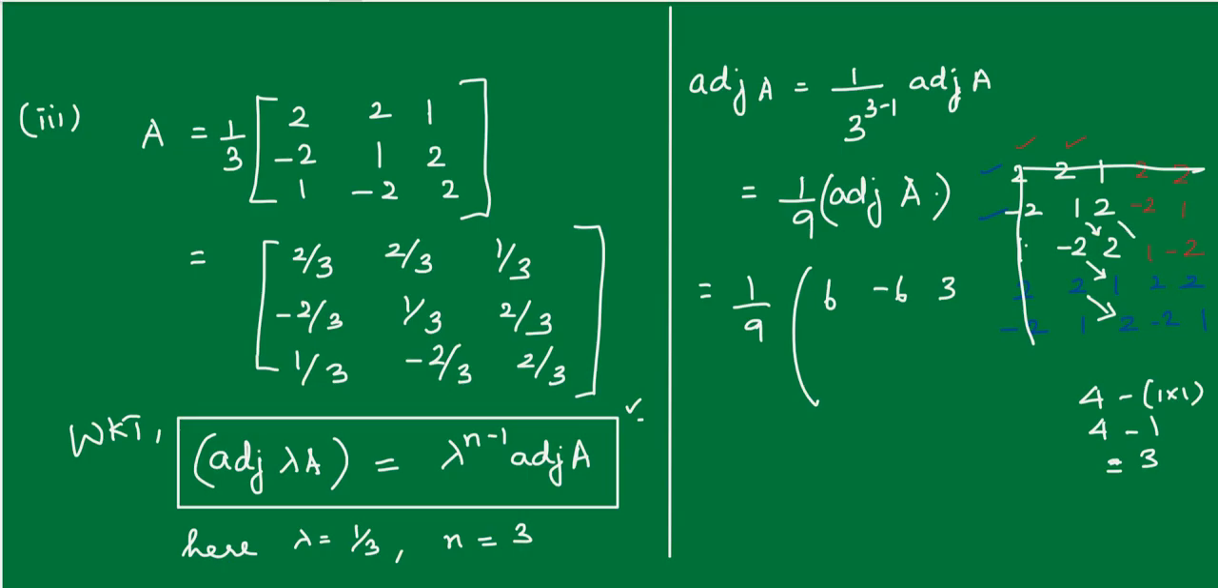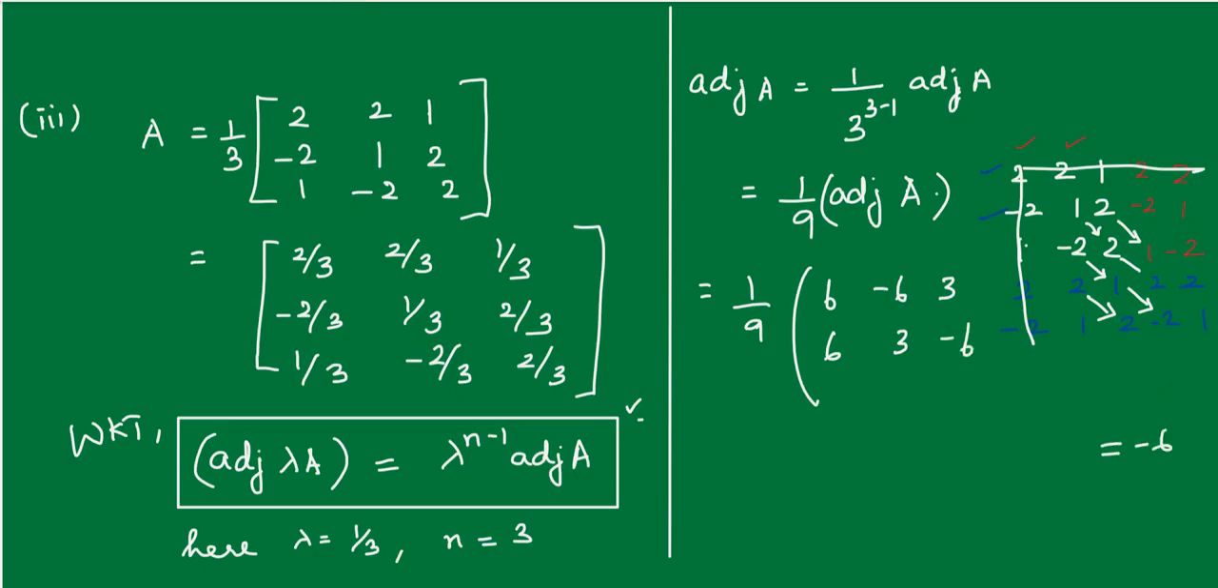Next step, we go to the next two columns. Repeat the process. 2 into 1 gives us 2 minus of 2 into minus 2. So 2 minus of minus 4 gives us 6. Next element, 2 into 2 gives us 4. 4 minus 1 gives us 3. Next element, 1 into minus 2, minus 2. Minus 2 into 2, 4 gives us minus 6.